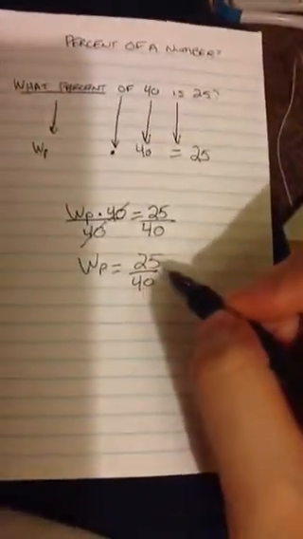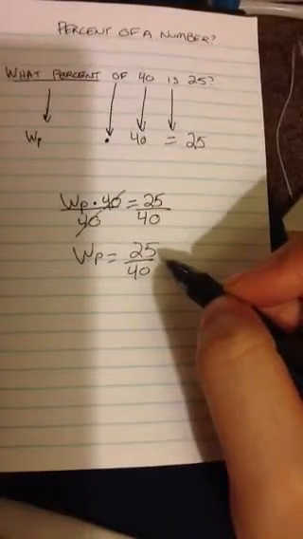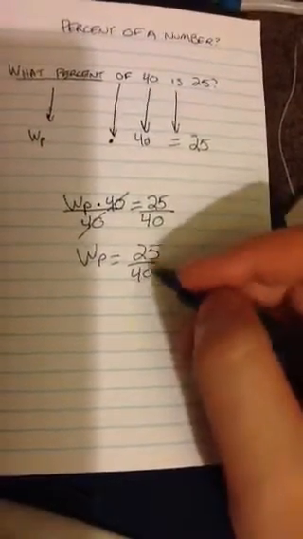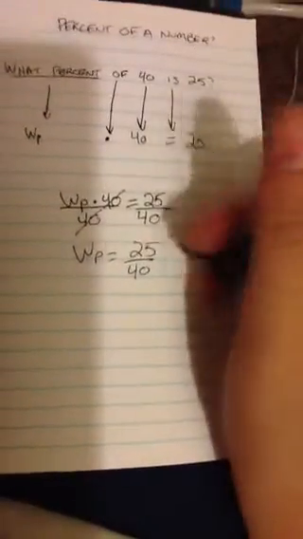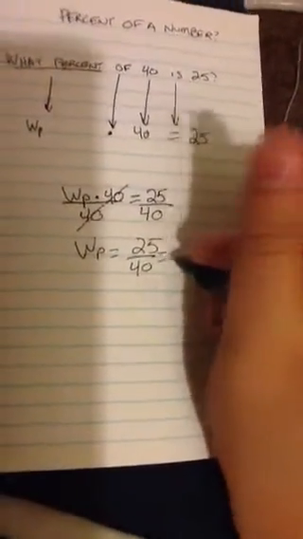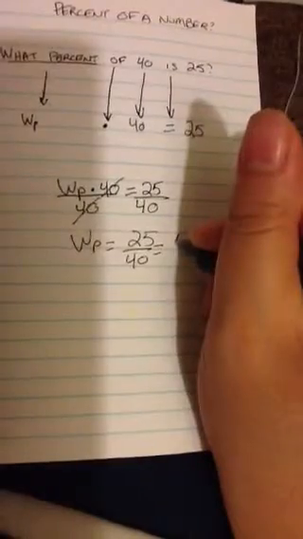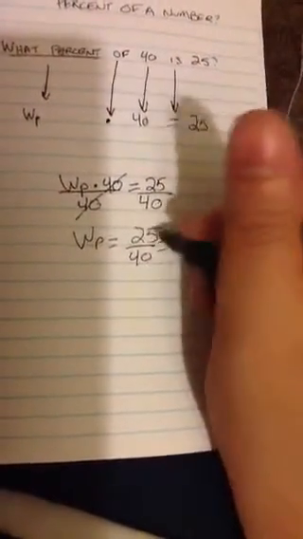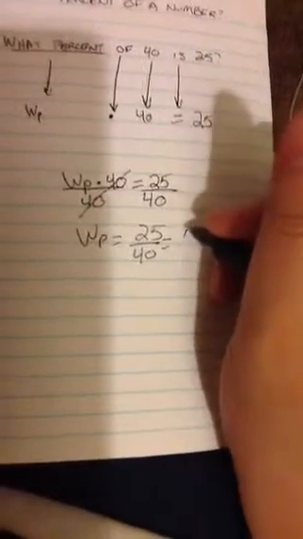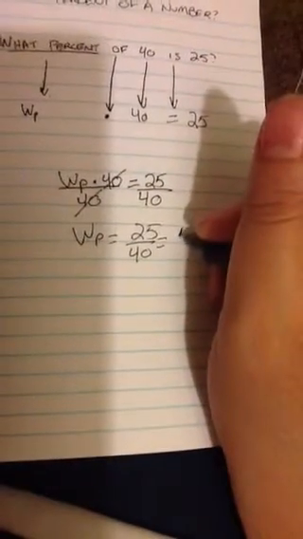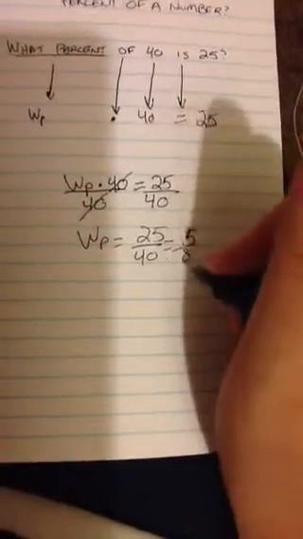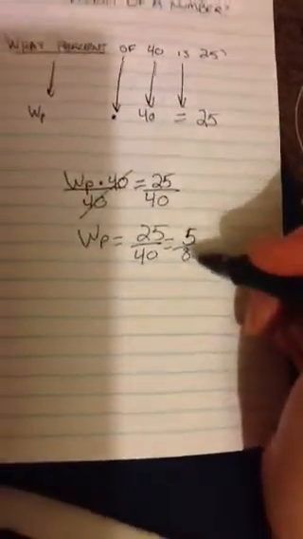Cool. We have to do a couple more things before we're absolutely done with this problem. We have to take this fraction and reduce it down. We have 25 and 40, which are both divisible by 5. If we reduce that down, it's going to give us 5/8. So now we have WP equals 5/8.